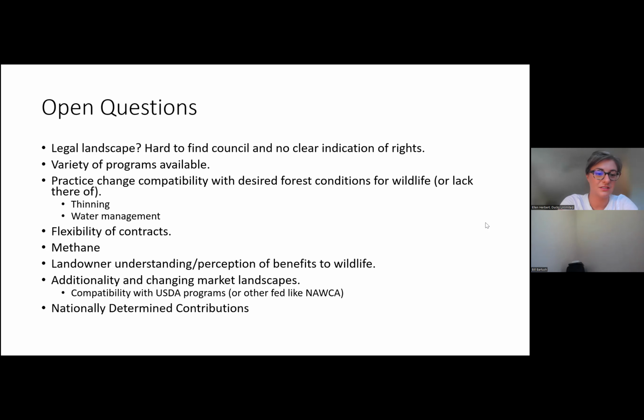And then there's a challenging market landscape. There's some questions about compatibility of these markets with USDA programs or other federal programs like the North American Wetlands Conservation Act funding, NAWCA. And then there's a little bit of shifting sands with what the government gets to count versus what can go on in private markets. So these are just a lot of the things that are still getting figured out in this geography.